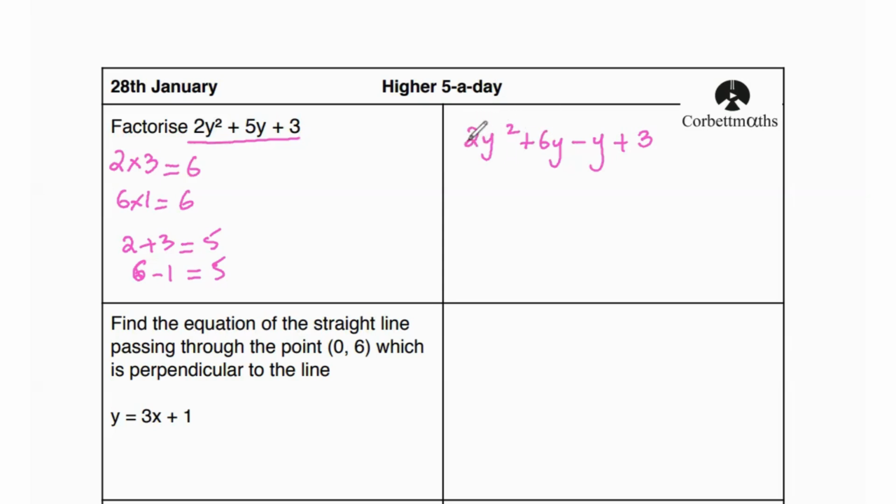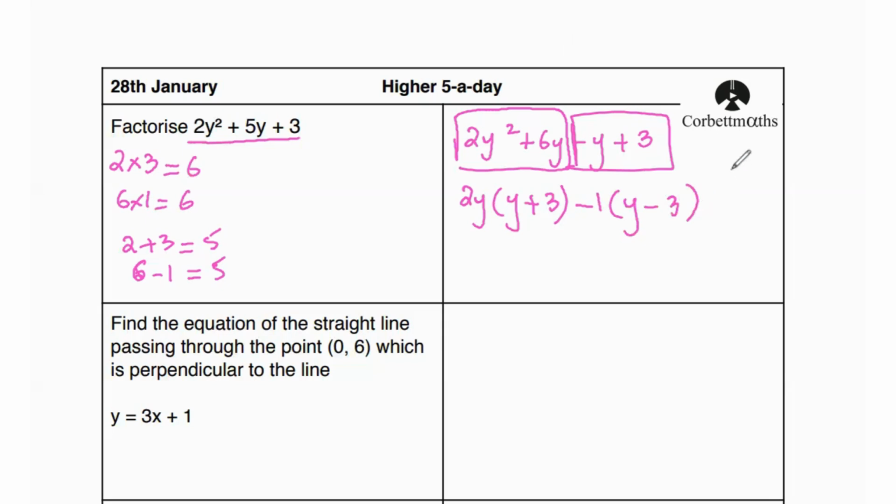By that, what I mean is that we're going to split the first two terms in one group and the last two terms in another group. So between the first two terms, we have 2y common. That gives us y plus 3 in the bracket. And between the last two terms, we have negative 1 common. That gives us y minus 3.